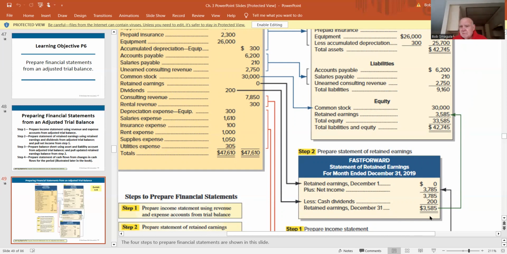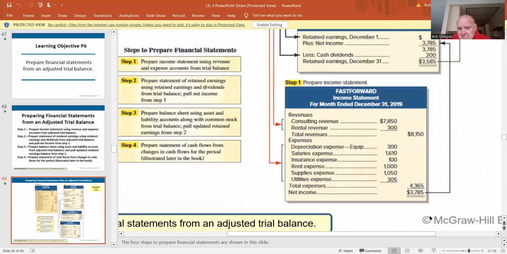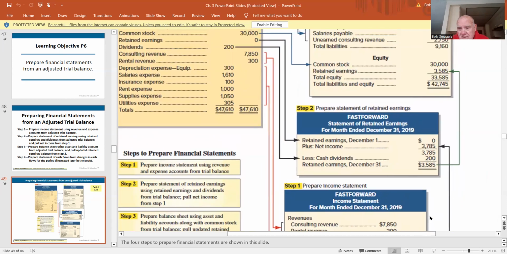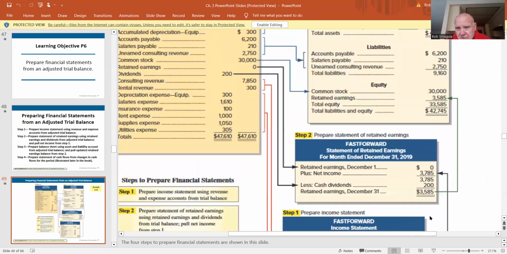Statement of retained earnings. You start with the beginning number, which in this case is 0. You add the net income from the income statement, and then you subtract the dividends. So we now have our statement of retained earnings, a statement of equity. We're going to be calling it retained earnings here.